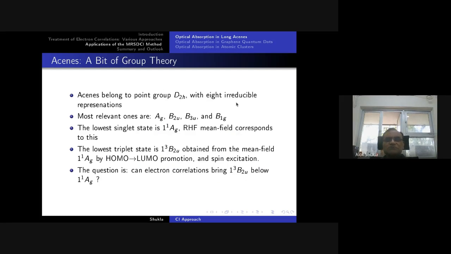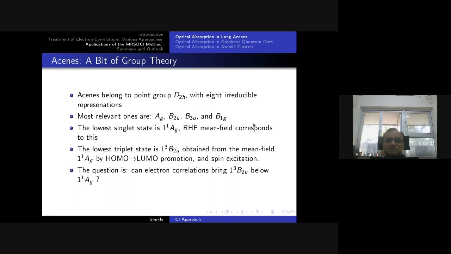Okay, so if you have a D2H representation and you have a planar system and you are using PPP model, then your orbitals, and also your many particle states, will correspond to only these four irreducible representations: AG, B2U, B3U, and B1. Okay, the lowest singlet state, if you do the calculations, you will always get it to be singlet AG. Okay, and if it is a ground state, then the principal quantum number is n equal to 1.